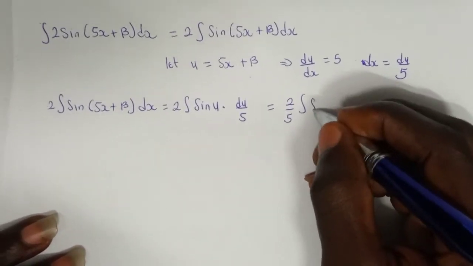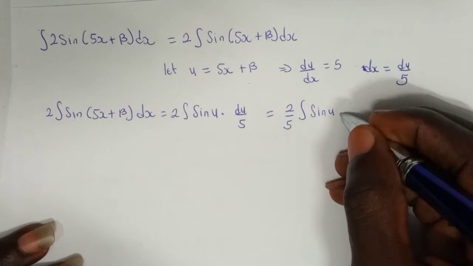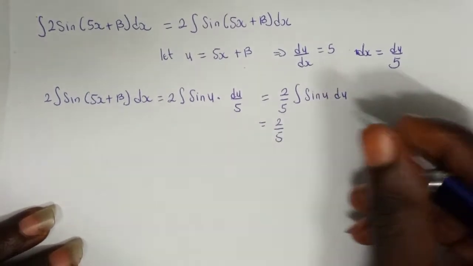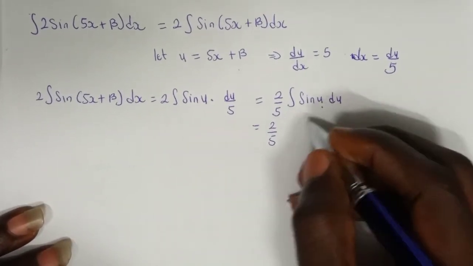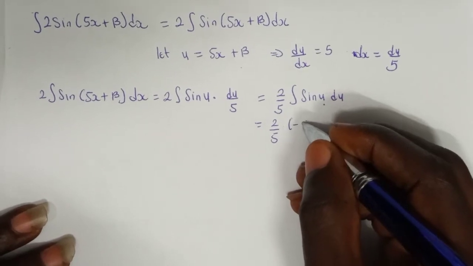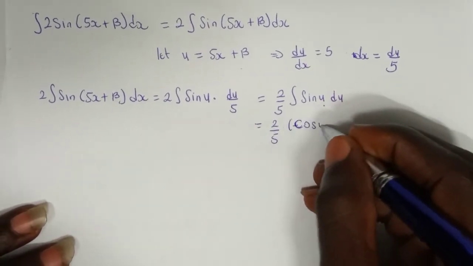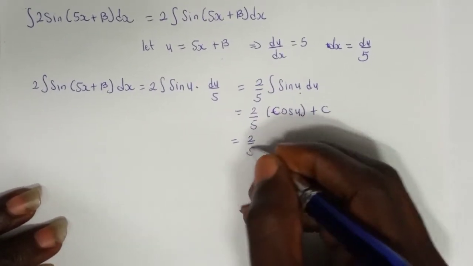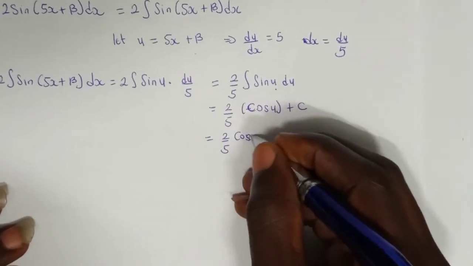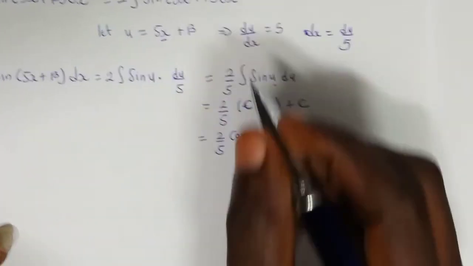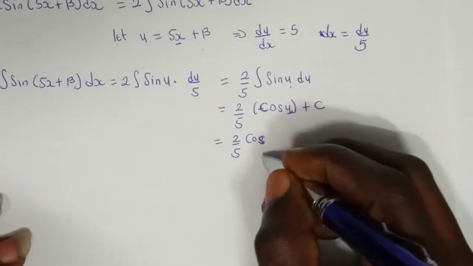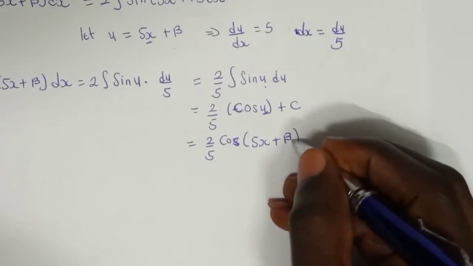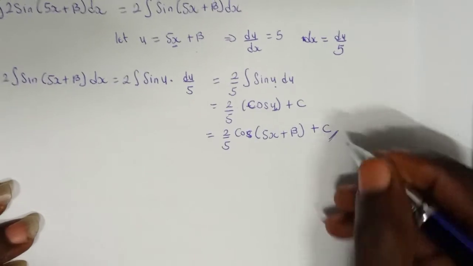Okay, so here we are going to get 2 out of 5 integral of sine u du. So 2 out of 5, integral of sine u will be minus cos u plus c. So 2 out of 5, u here was 5x plus beta. So in place of u, we'll be having minus cos of 5x plus beta plus c.